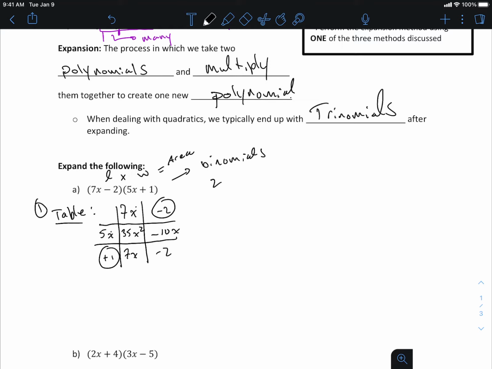And then we said, okay, we now have our area. You're going to write that area down here, and you're just going to collect like terms. So the two like terms are sitting there in the middle.